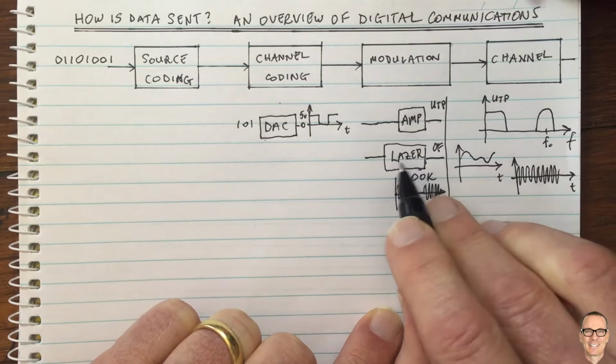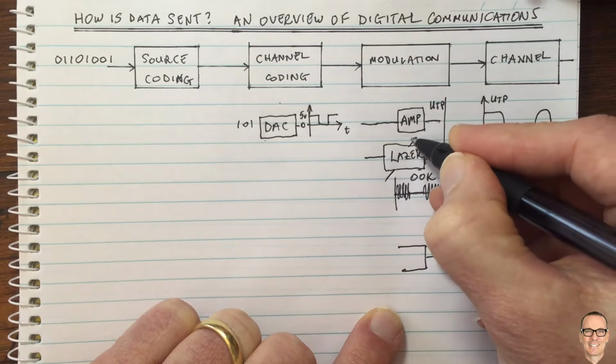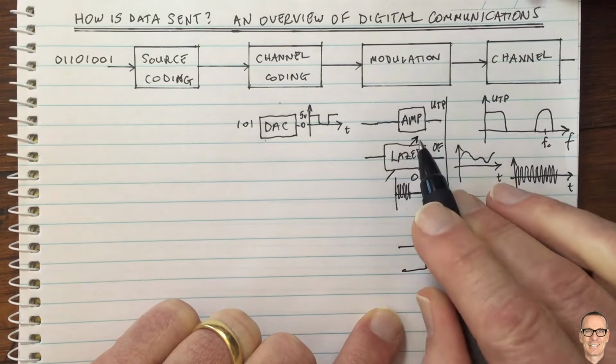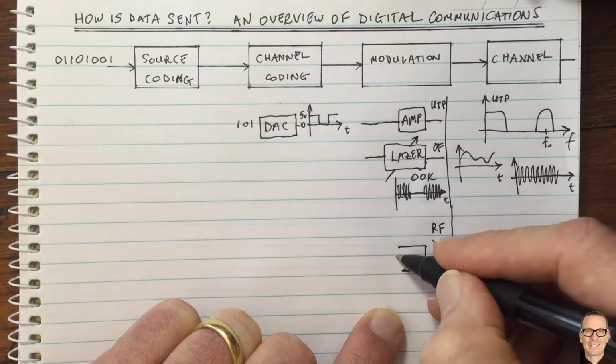In this case, the laser has the effect of the amplification. So you can modify, let me put a line through this laser here. You can make the laser brighter or dimmer, and that affects the power. That's how you control the power.